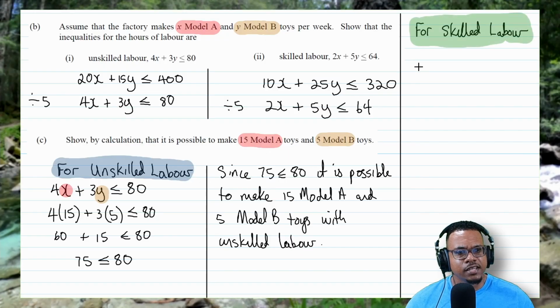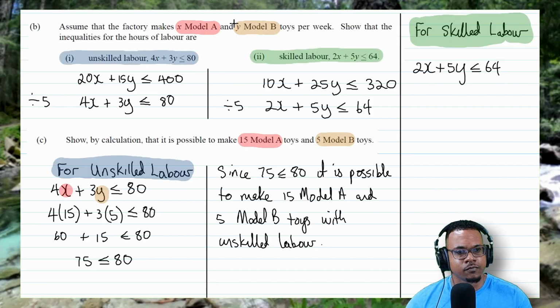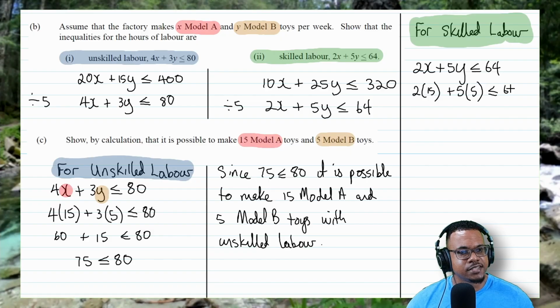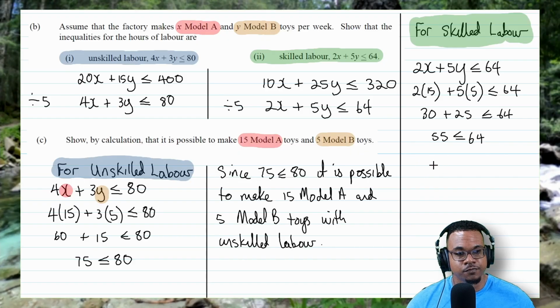For skilled labor, remember we use 2x plus 5y is less than or equal to 64. Replacing x with 15 because we have 15 Model A toys, and replacing y with 5 because we have 5 Model B toys, we must show that this is less than or equal to 64. So 2 times 15 is 30, and 5 times 5 is 25. When we add 30 and 25, we get 55, and this statement is true: 55 is less than or equal to 64.